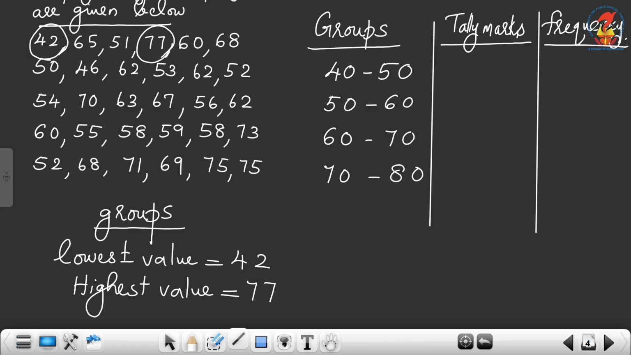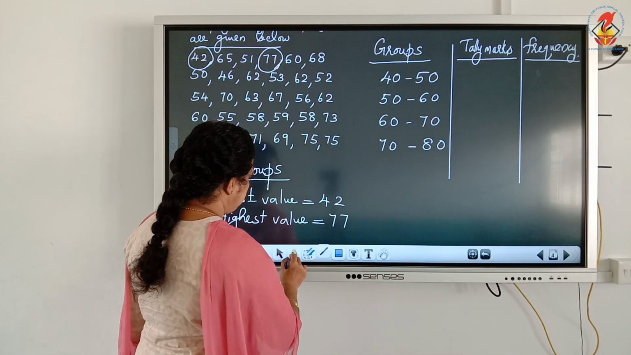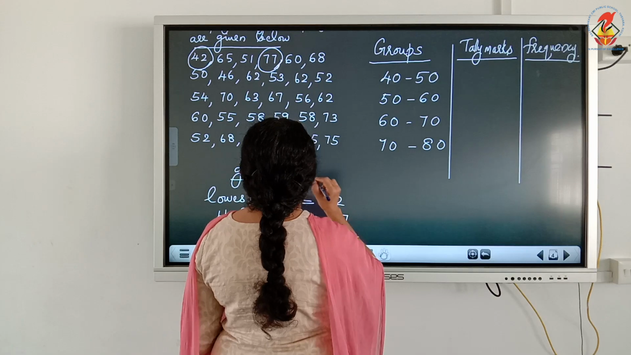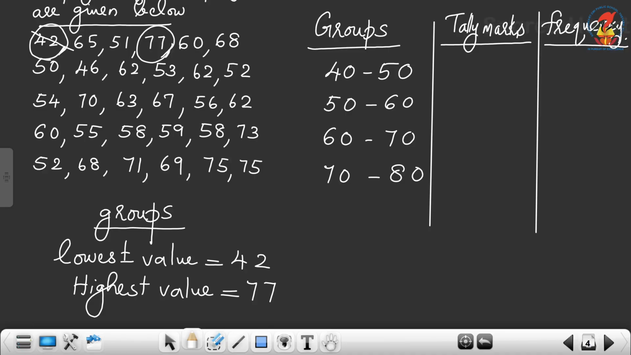Now we have to enter the data. The first one is 42. Where will this 42 come? In the group 40 to 50. Then 65 will come in the group 60 to 70. Then 51 will come in the group 50 to 60. Then 77 will be in the 70 to 80 group.